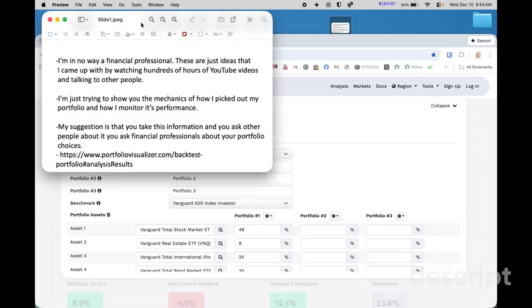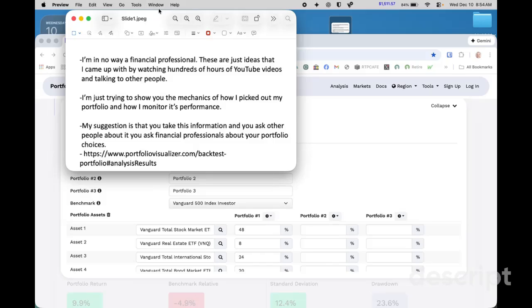Okay, this is the second presentation in my DIY retirement program. So, just starting out, no way I'm a professional. These are just ideas that I came up with by watching hundreds of hours of YouTube videos. I'm just trying to show you the mechanics of how to pick out a portfolio and how I monitor it. This is how I did it. You may come up with a different way.